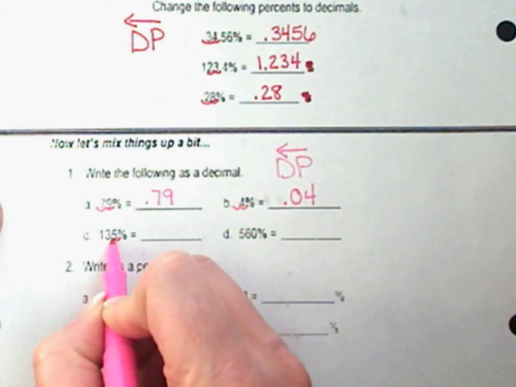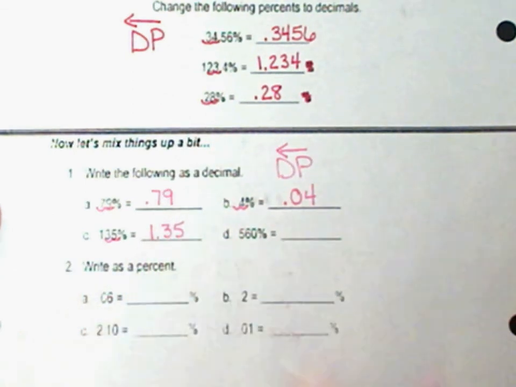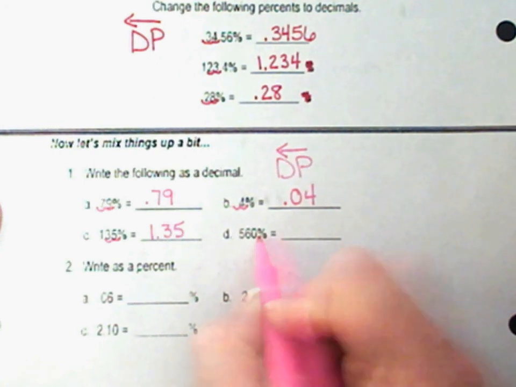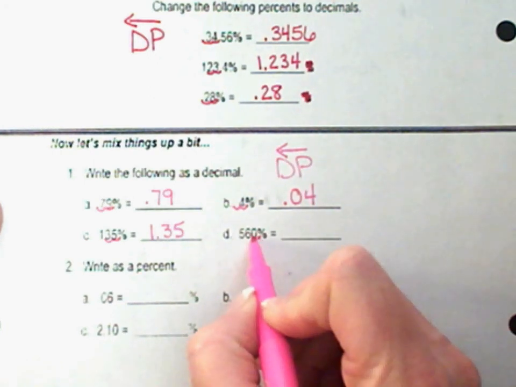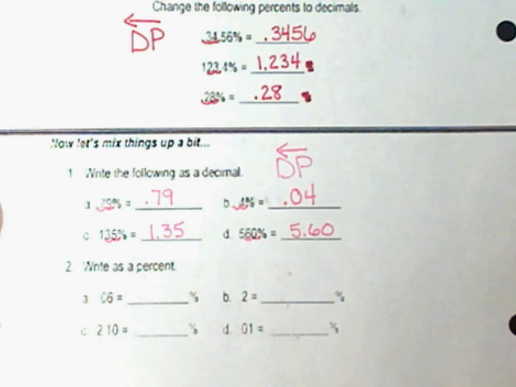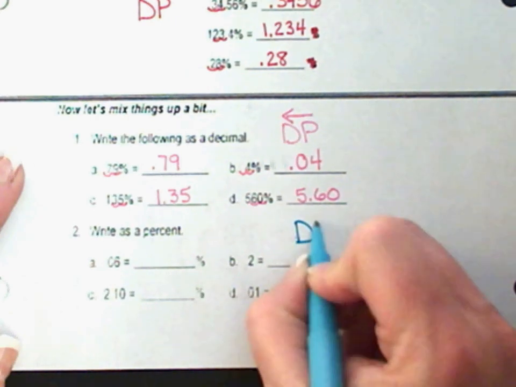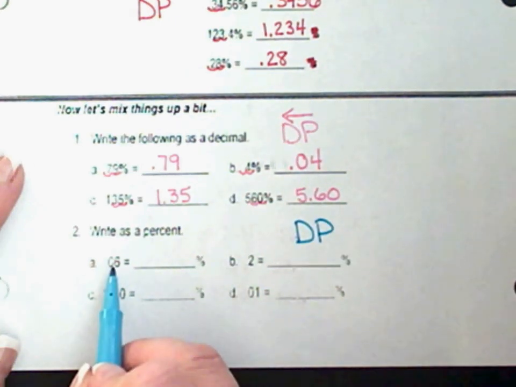Go ahead and try C on your own. Pause the video and come back and check with me. Again, we don't see a decimal point. It's on the right of the 5, so I'm going to move to the left. 1, 2, 1.35. Try D on your own. Come back and check. The decimal is again on the right hand side of the 0, so 1, 2, this should be 5.60.